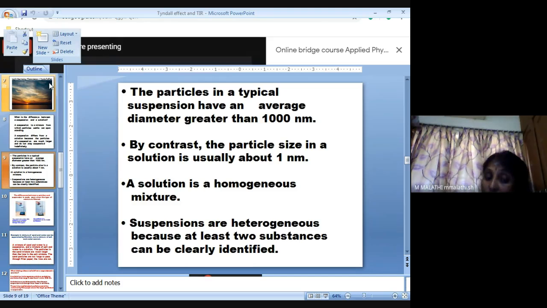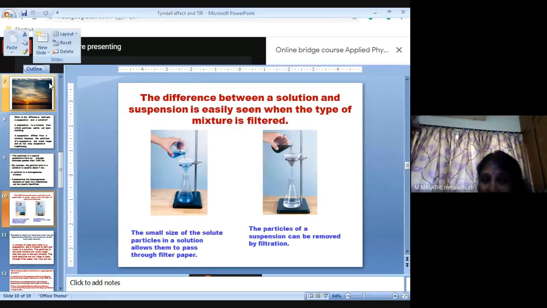A solution is a homogeneous mixture. Suspensions are heterogeneous because at least two substances can be clearly identified. We can clearly identify the solvent particle and solute particle. Then the difference between the solution and the suspension is easily seen. See, in the first picture, the solute particles in a solution allow them to pass through the filter paper.